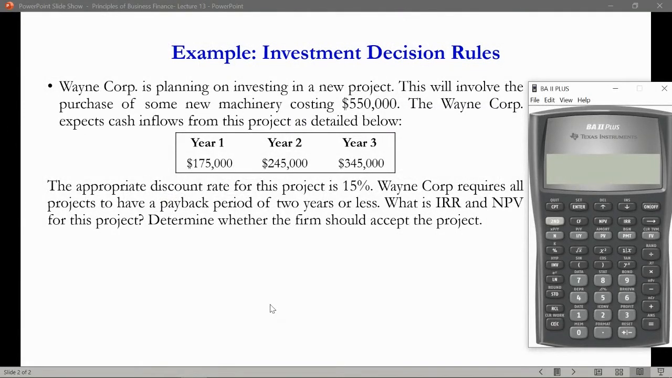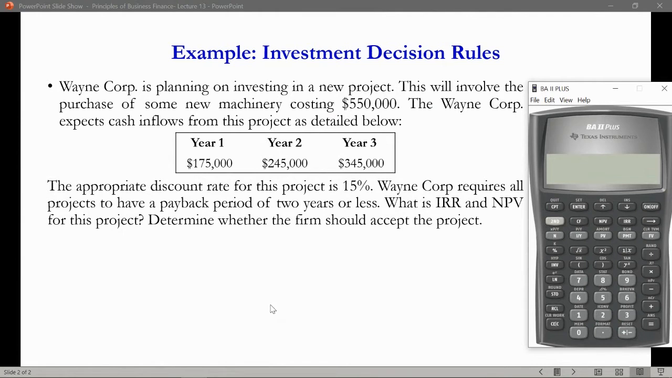Here is another example to see how investment decision rules work. Assume that Wayne Corporation is planning on investing in a new project. This involved the purchase of some new machinery costing $550,000.